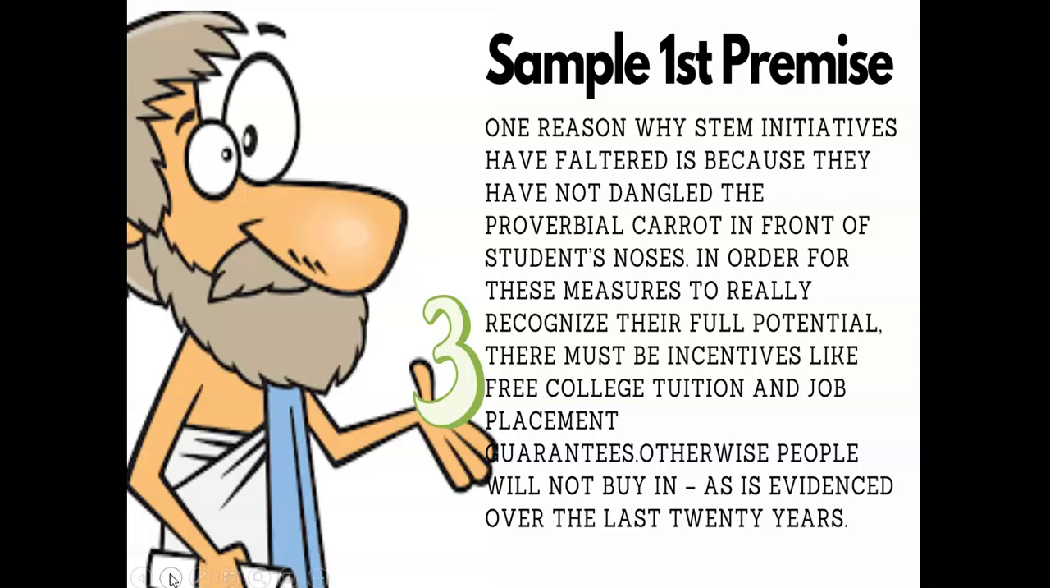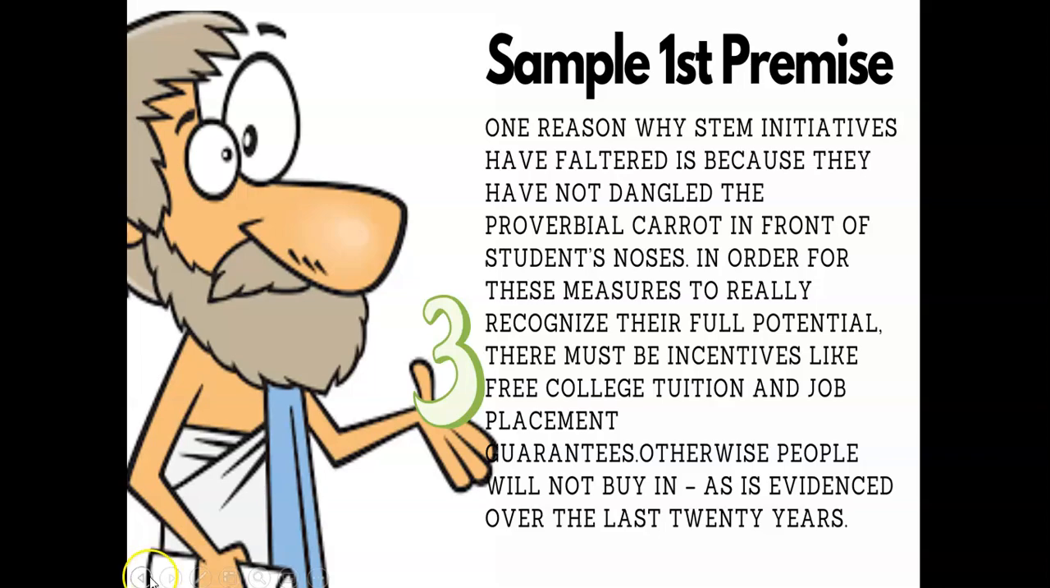And again, note that it's 3 sentences. So this is going to be the umbrella concept for the entire syllogistic body paragraph. One reason why STEM initiatives have faltered is because they have not dangled the proverbial carrot in front of students' noses. In order for these measures to really recognize their full potential, there must be incentives like free college tuition and job placement guarantees. Otherwise, people will not buy in, as is evidenced over the last 20 years.